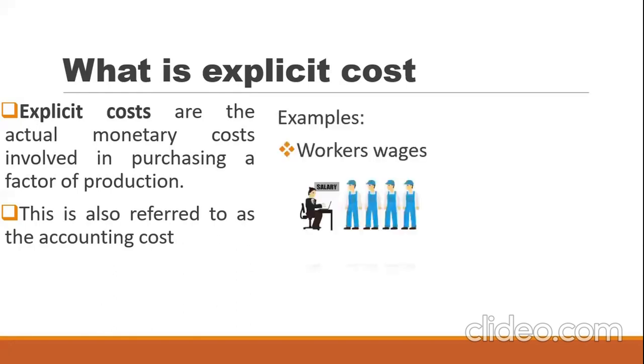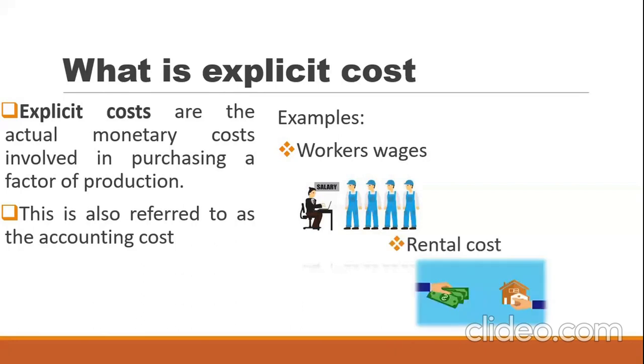Now, let's look at some examples. A worker's wages. When you pay for your workers, that is explicit cost, or accounting cost. There's a monetary value to say that I'm paying my workers 10,000 each. Or we have rental costs. When you pay rent, that's your actual cost involved in the production of your goods.